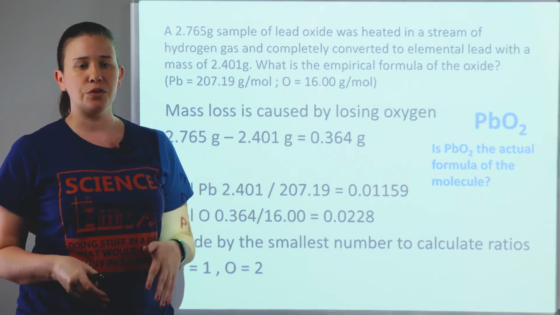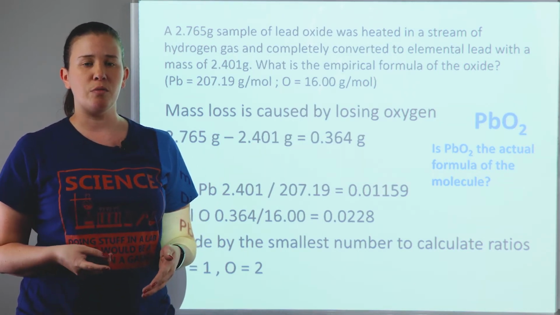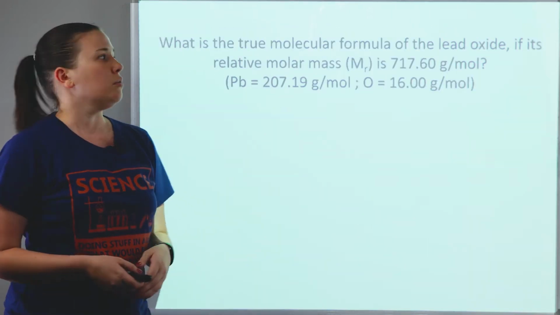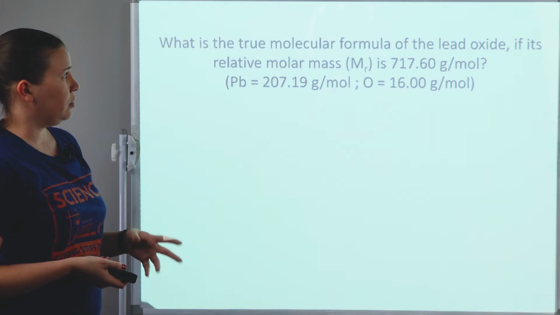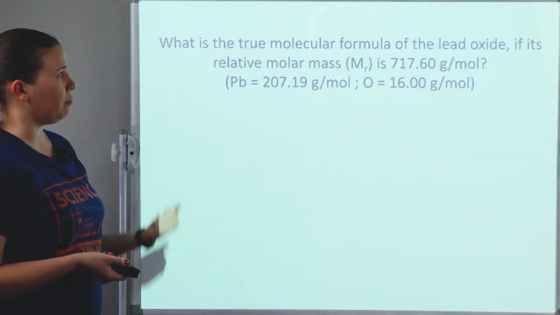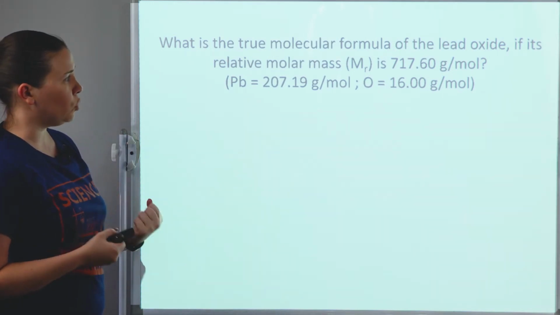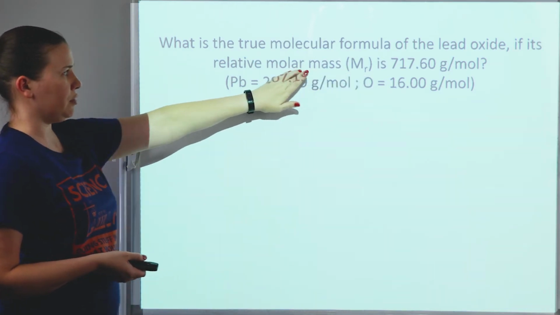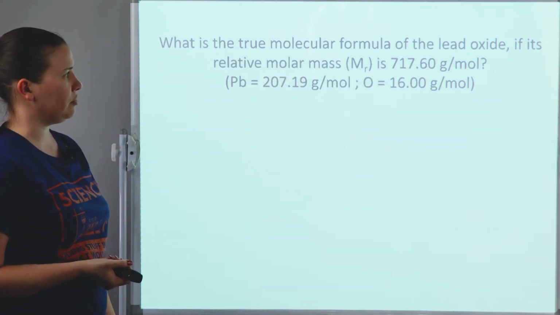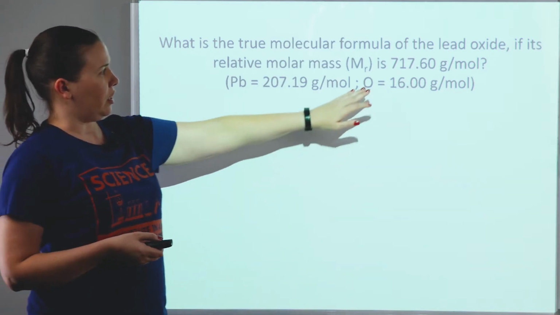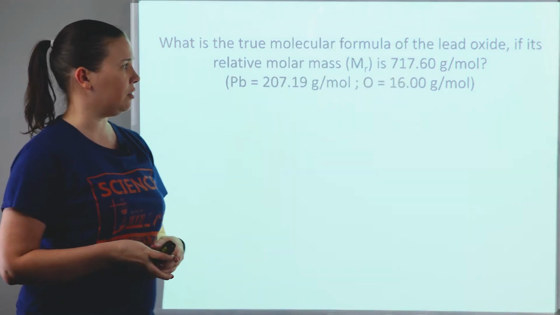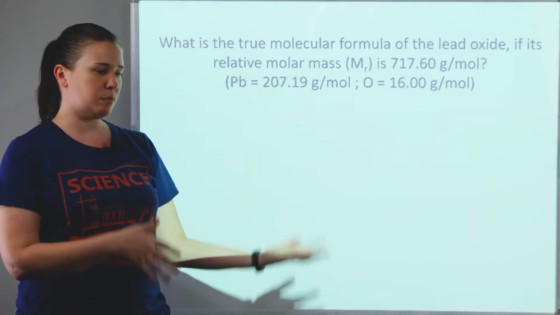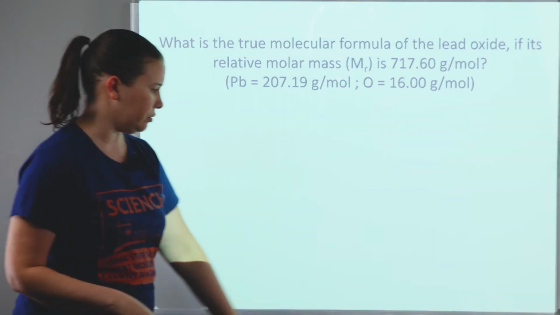But does that really mean that there is a molecule that has only 1 lead and 2 oxygens? In order to determine that, we need to know the molar mass of the molecule that we're trying to identify. So if I add in that information, right now I'm looking for a molecule that has a molar mass, and look at the IB terminology here, M sub r for relative molar mass, relative atomic mass. We've got a given mass of 717.6 grams per mole. So the question is, does my PbO2 fit that bill?